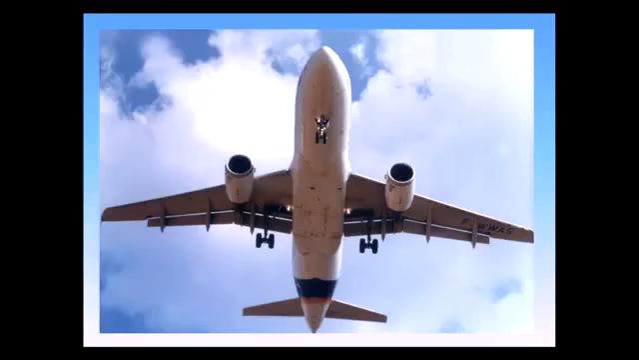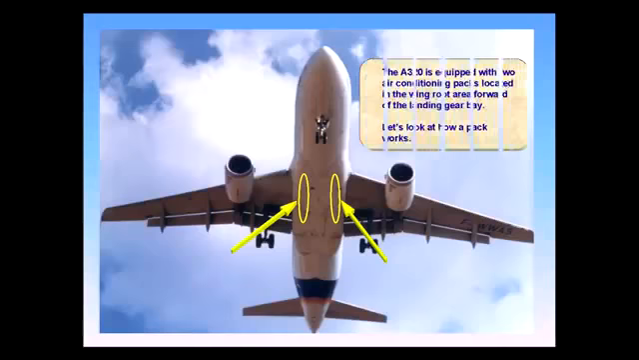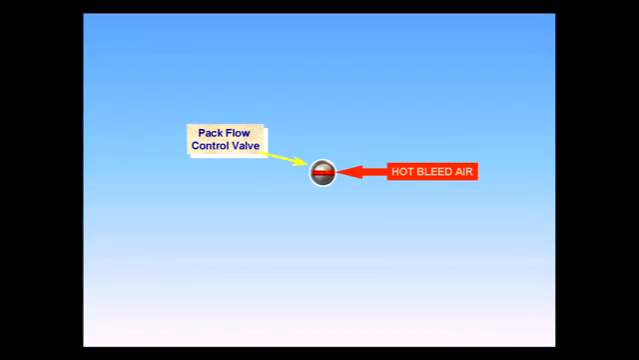The A320 is equipped with two air conditioning packs located in the wing root area forward of the landing gear bay. Let's look at how a pack works. Hot bleed air enters the pack via a pack flow control valve. The purpose of this valve is to adjust the flow rate through the pack.